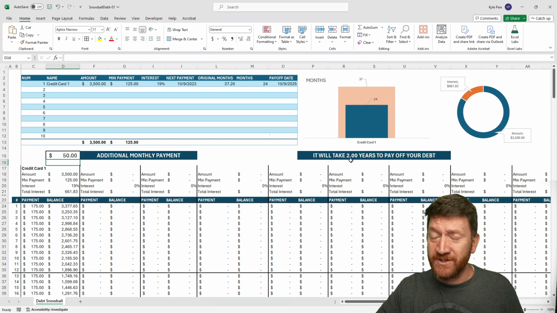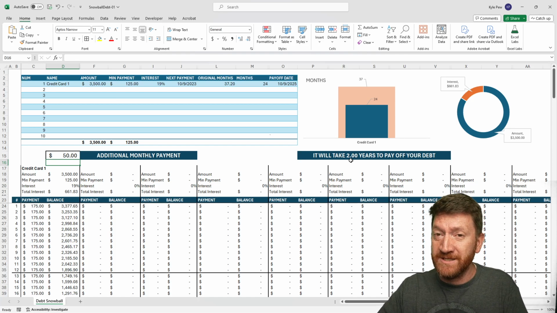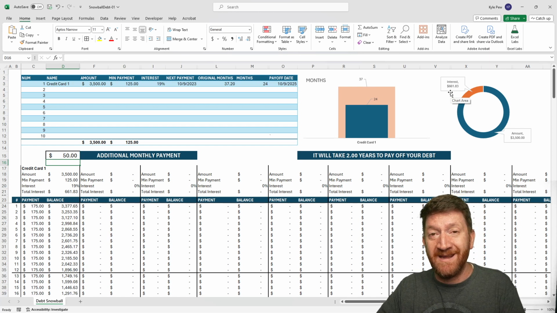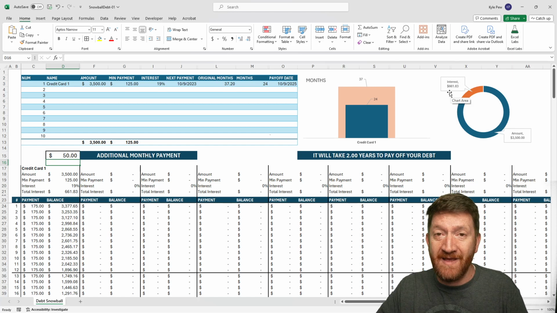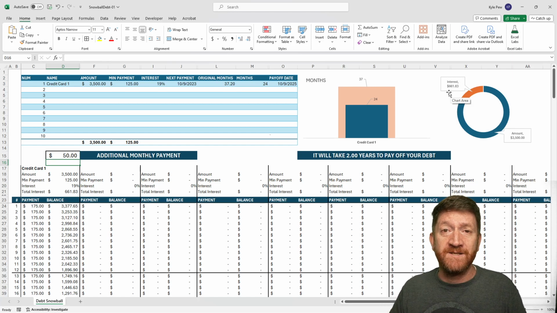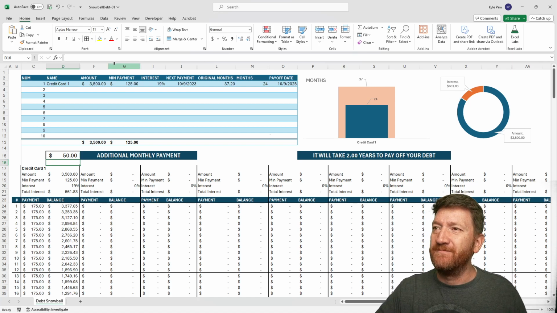So now we've got 2 years. So it's a year earlier than it was if you just did the minimum. And we've got $661. So roughly about $400 difference between if we paid just the minimum versus paying just an extra $50 or an extra $25. You can try that out. You can experiment here and see where we can fall within our budget to pay off our high interest rate debt quicker. All right, let's take this a step further.